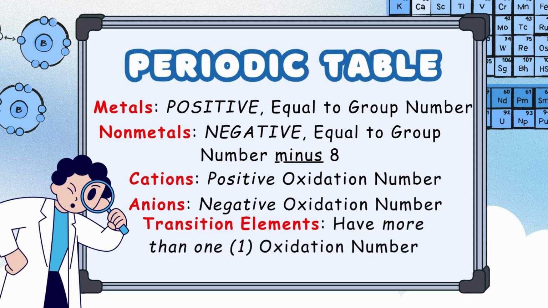There is this relationship of the periodic table with the oxidation numbers wherein the metals have a positive oxidation number and they are equal to their group number. The groups are the vertical columns in the periodic table. We have 8 groups in total: 1A, 2A, 3A, 4A until 8A. In nonmetals, they have a negative oxidation number, equal to the group number minus 8.